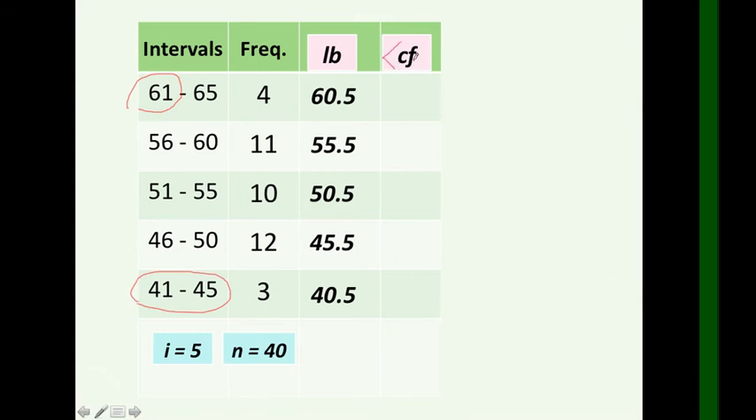So, from the word frequency, ito yung mga kukunin nating data. So, we will start with the lowest. So, we have 3. Next, 15. 3 plus 12 is equal to 15. 15 plus 10 is 25. 25 plus 11, 36. 36 plus 4, 40.